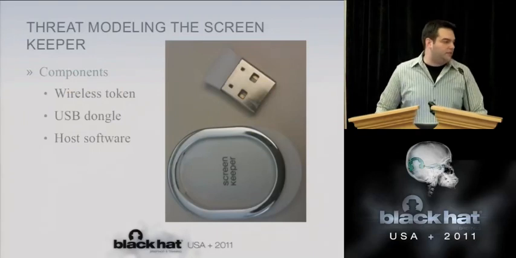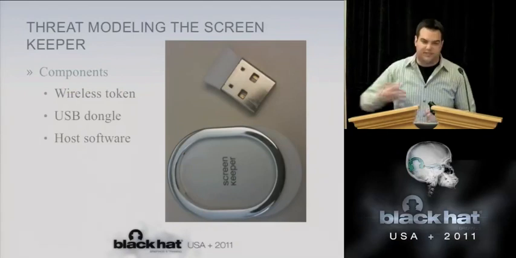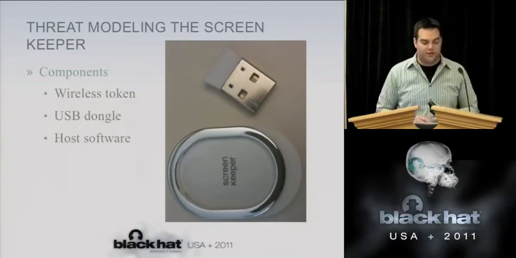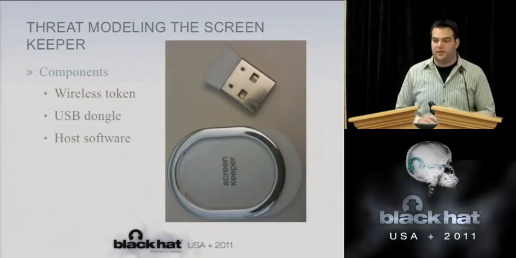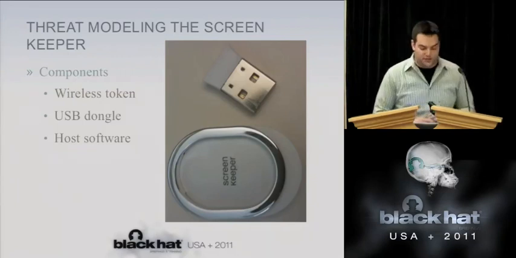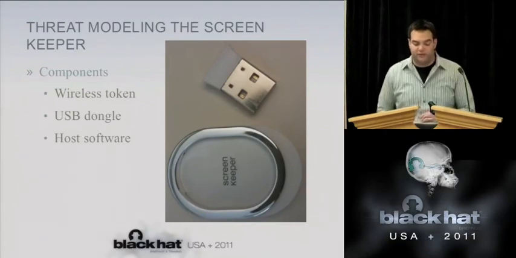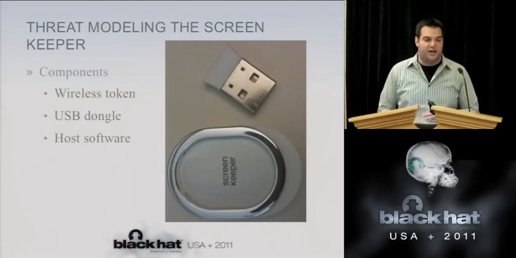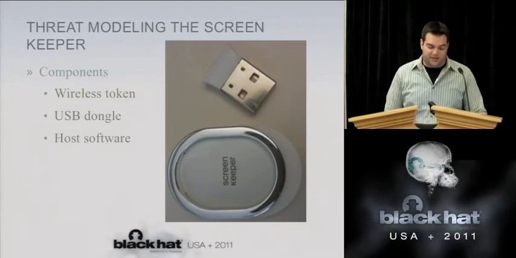We have our different components of the Screenkeeper architecture. There's this wireless token that's shown in silver. That's like a clip, so you can clip it onto your shirt and be super fashion forward. There's a USB dongle, the little USB that plugs into your computer. And then there's software you run on the host. In noticing this, the host software is completely user space. It doesn't install its own driver or anything like that. Part of the packaging says the wireless token goes over 2.4 gigahertz. It has some mention of AES, so maybe they thought about security. So these are the different components of the ScreenKeeper device.